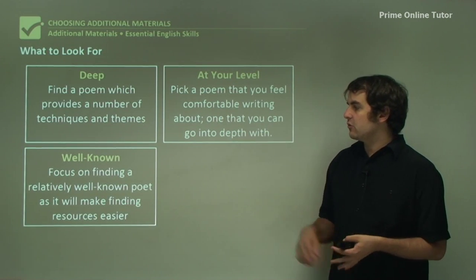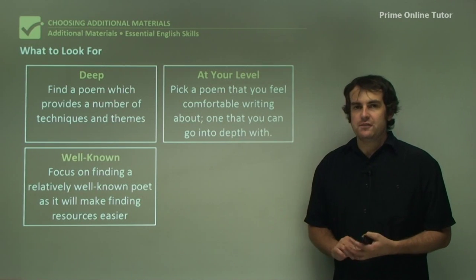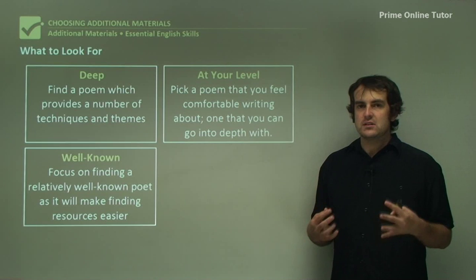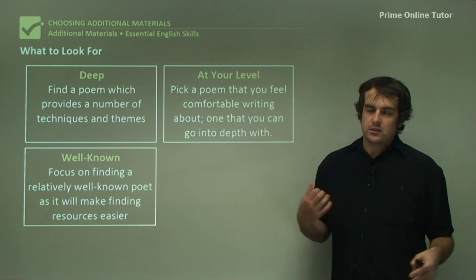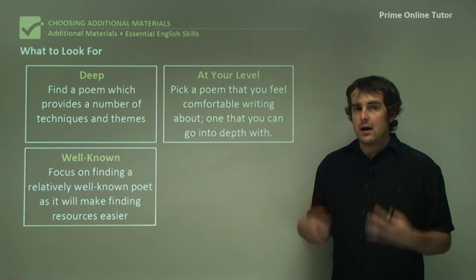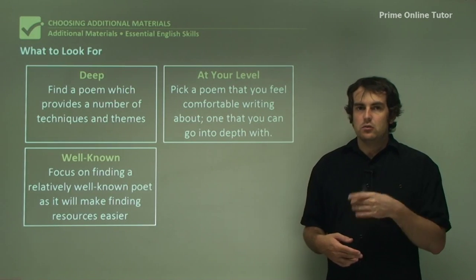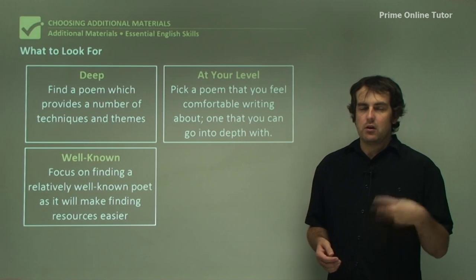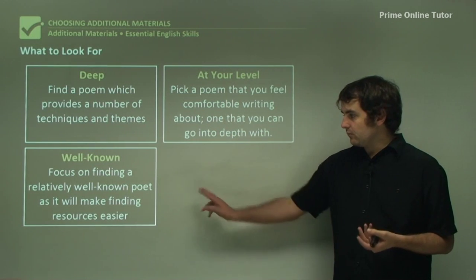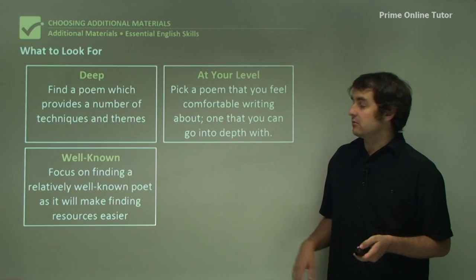Something well known. I mean, try and find a relatively well-known poet, as it will pretty much make finding any resources and any extra materials a lot easier. It's going to give you a lot more in terms of study materials if you are looking for another perspective, or you simply want to look at a few ideas before you really go ahead and interpret it. Then find someone who's relatively well known, because you'll find often a lot of materials for them.